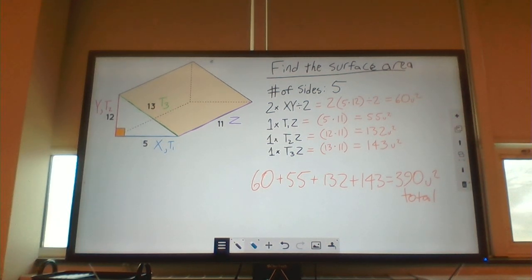And each of our rectangles, our first rectangle is 5 times 11, that gets us 55 square units. Our second rectangle is 12 times 11, that gets us 132 square units. And our third rectangle is 13 times 11, which gets us 143 square units. Add up all of those amounts, and we end up with a total of 390 square units of surface area.